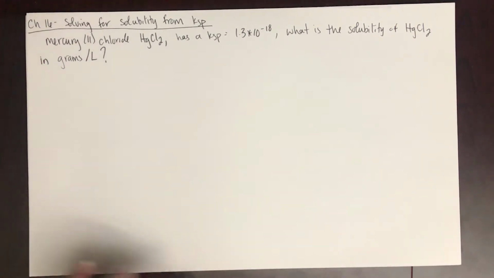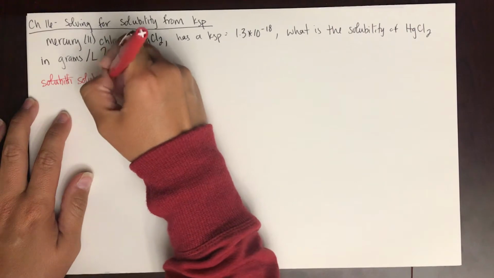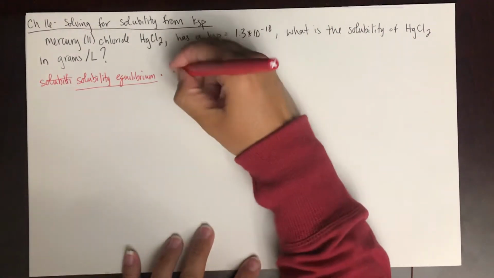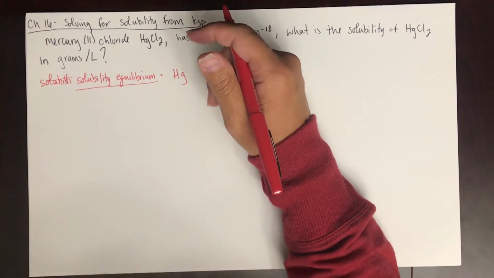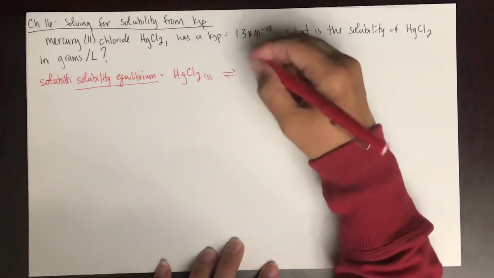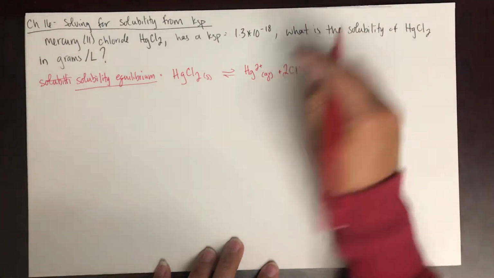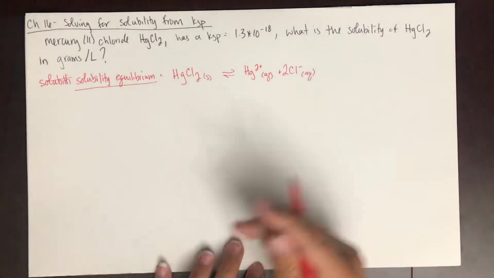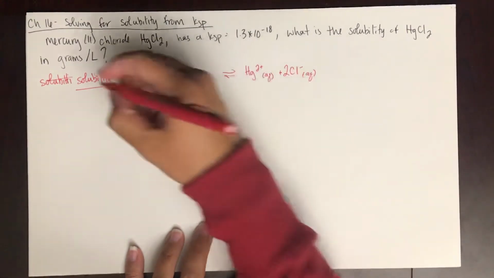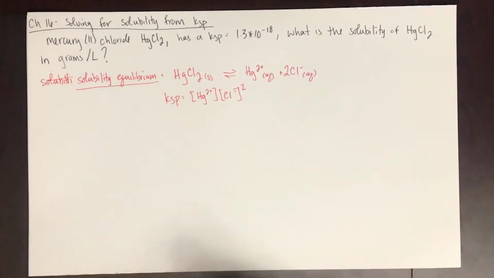So first we'll write the solubility equilibrium. The mercury 2 chloride solid is going to break apart into mercury 2 plus aqueous plus chloride, which is 1 minus, which means for every 1 mole of this that breaks apart, 2 moles of chloride ions are going to be formed. So if you were to write the KSP, it would be the concentration of mercury 2 times the concentration of the chloride ion squared.